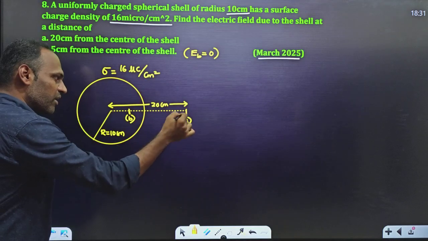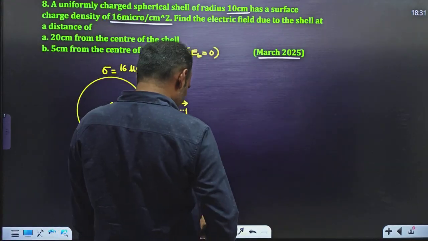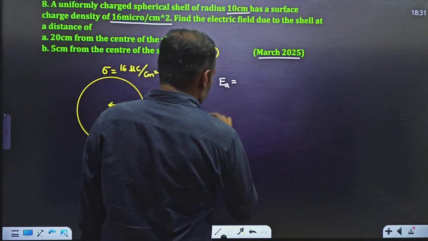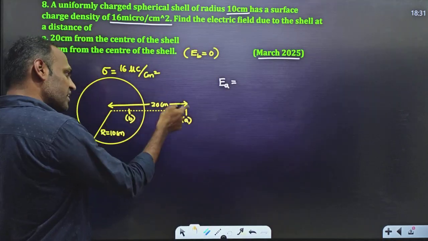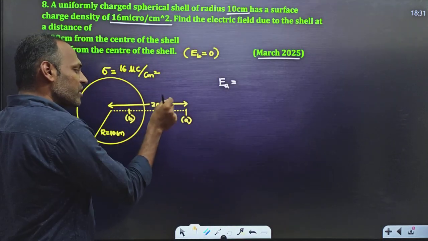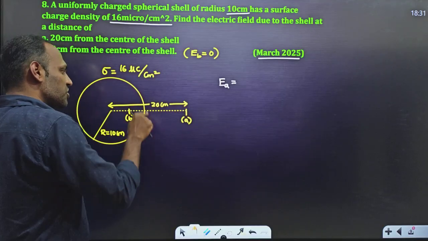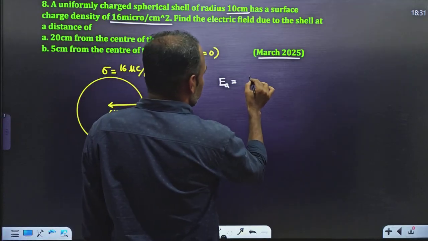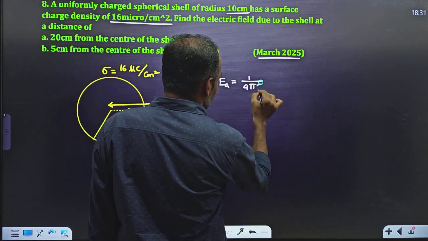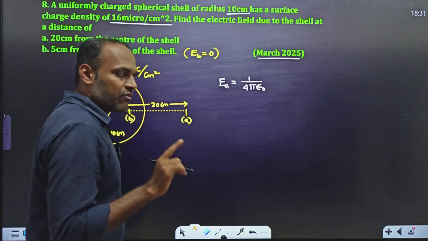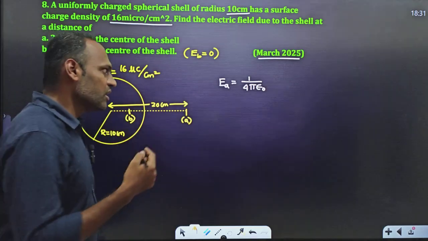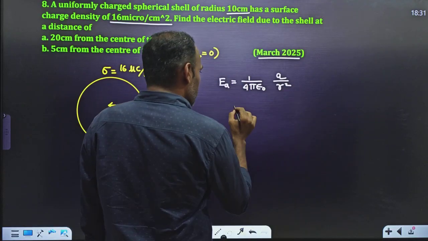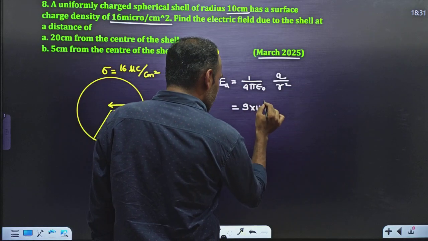Okay, here they ask us to find the electric field. So electric field at point A, I will write this. Since the point is outside the shell, when the point is outside the shell, consider the shell as a point charge which is at the center of the shell. Outside the shell, the electric field is the same as the electric field of a point charge. Electric field of a point charge is 1 by 4 pi epsilon naught q divided by r square. Okay, 1 by 4 pi epsilon naught is 9 into 10 raised to 9.